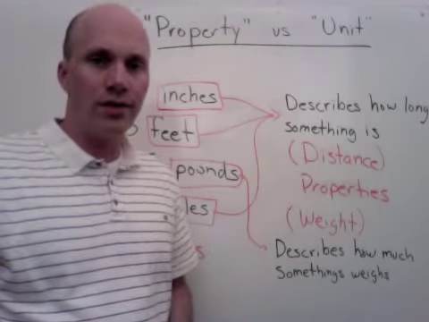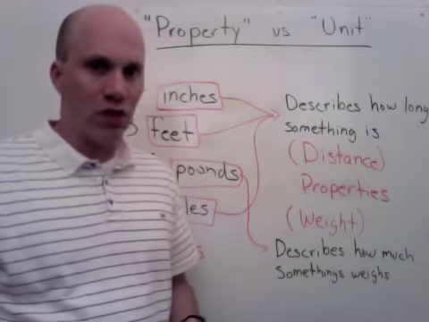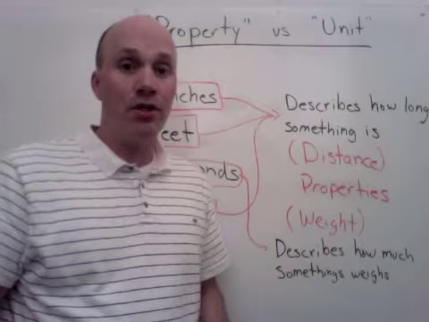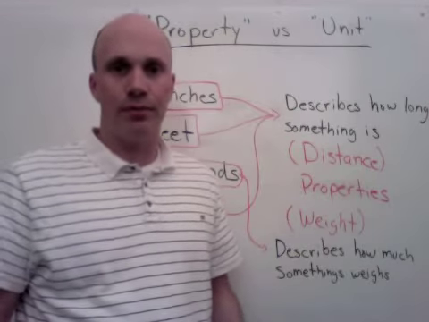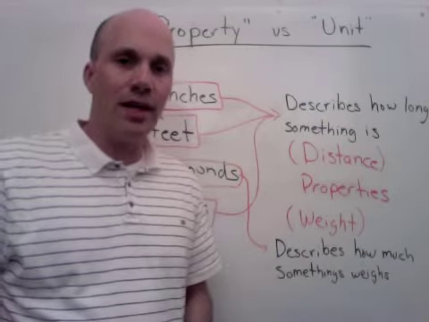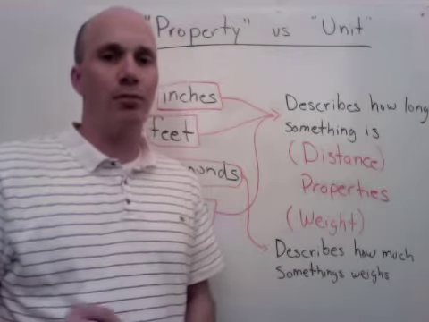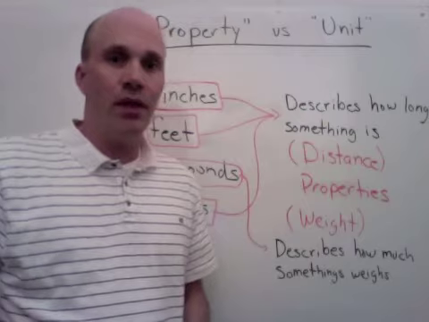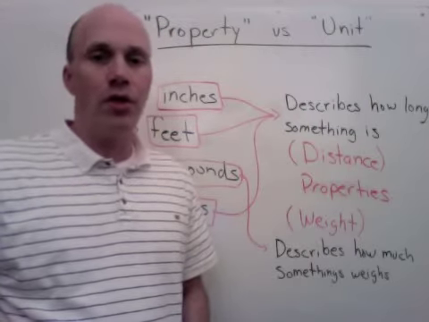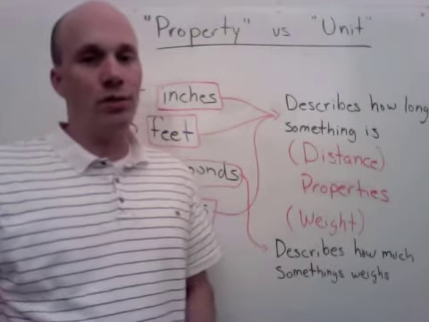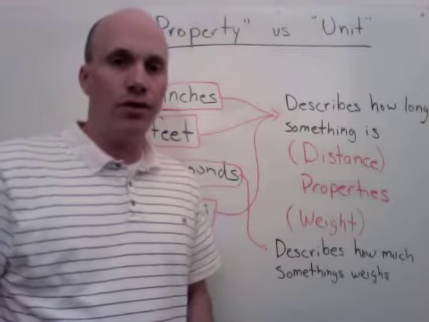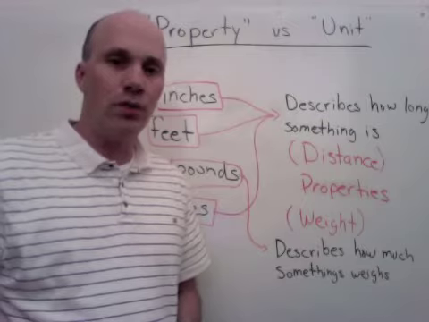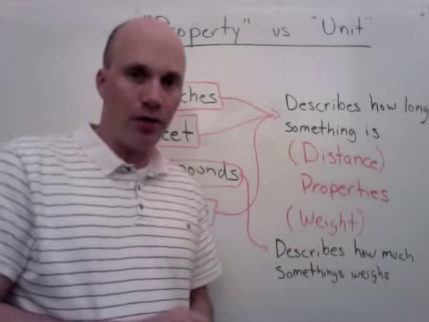So a way of saying this is that a property is what you're trying to measure. Something like, how long is it? How much does it weigh? How much time does it take for something to happen? But notice it doesn't say what unit you're trying to measure that property in. For instance, you can measure distance, which is a property, in either feet or inches. You can measure time, which is a property, in either the units of seconds or minutes or hours. All of these are examples of units which you're using to measure a property.